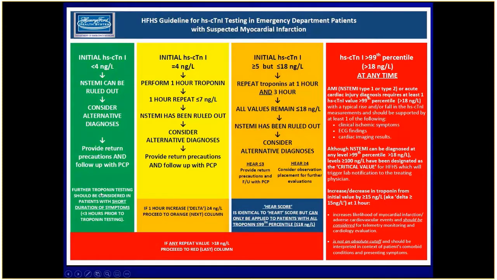If their symptoms are less than 3 hours and they're less than 4, then they warrant probably another 1 hour testing, okay? Now if they have a very, very low value, less than 4 out the door, equals 4, they need to get a repeat 1 hour. And if the repeat 1 hour goes up by less than 4 or remains less than 7, they again comprise that low risk group that we're not recommending any additional testing.